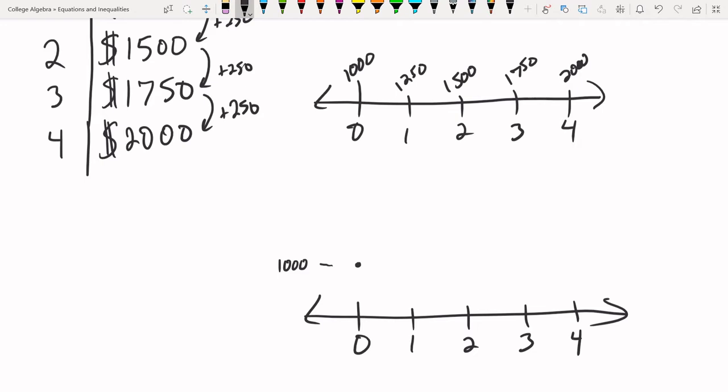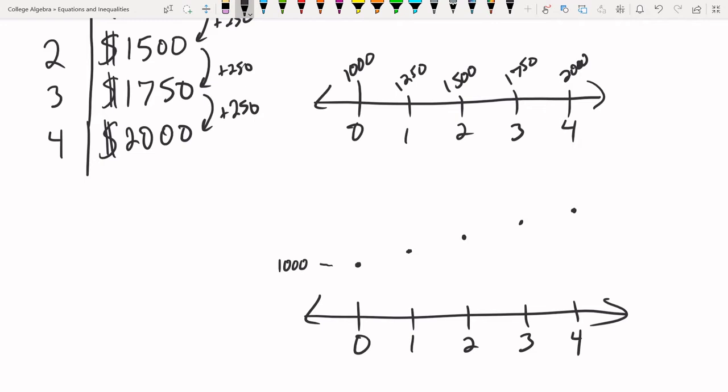Then that means at 1, to get to 1,250, we're going to have an inch and a quarter, because a quarter of an inch is going to be the same as 250. So doing that gives us approximately right there. And that represents 1,250. Then that means after 2 weeks, it's going to be an inch and a half. 3 is going to be an inch and 3/4. And 4 will be 2 inches.